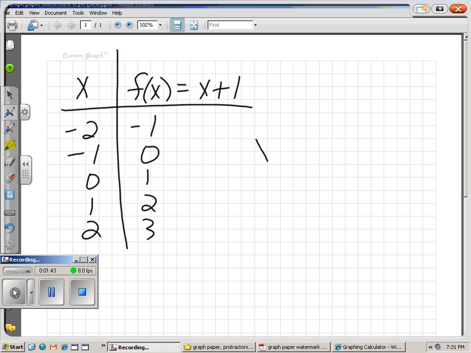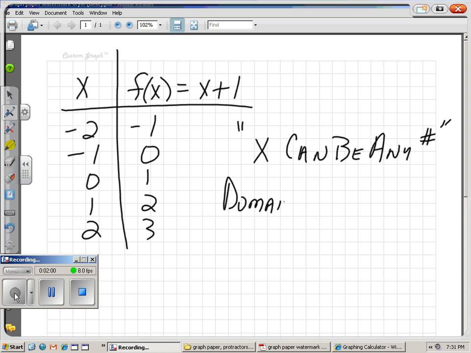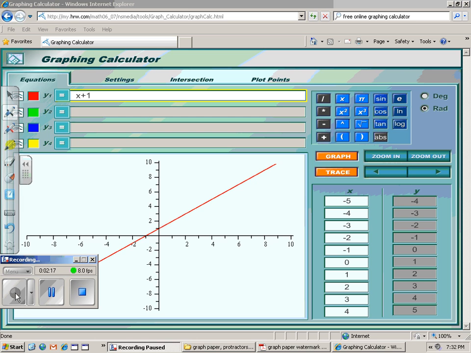So here's what I'm thinking. I'm thinking x can be any number. And the way to say it mathematically is your domain is all real numbers. Same thing as saying x can be anything. You just say my domain is all real numbers. All real numbers will work.